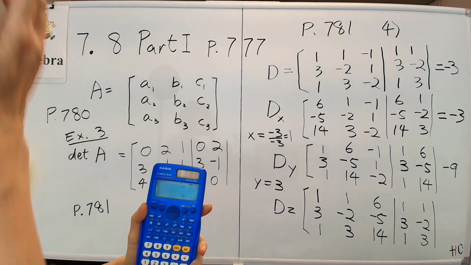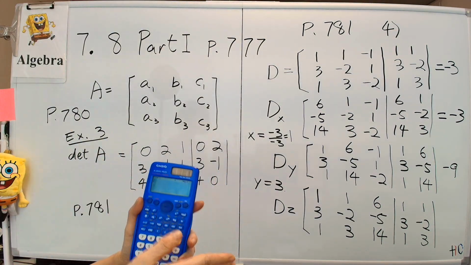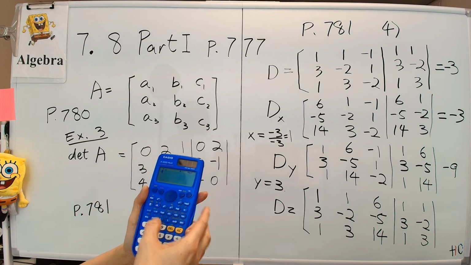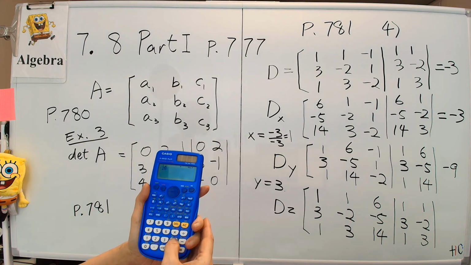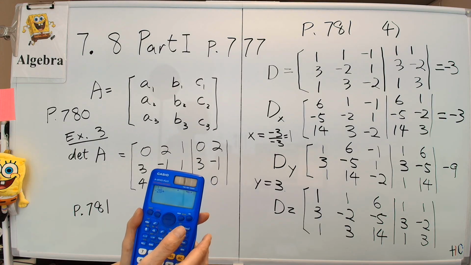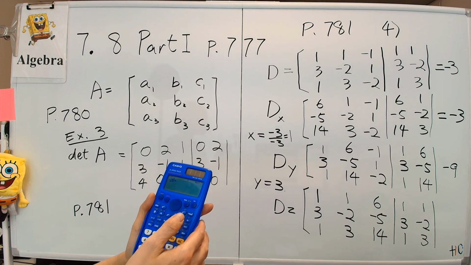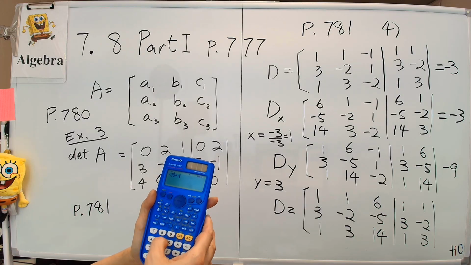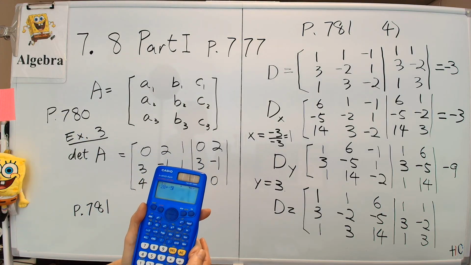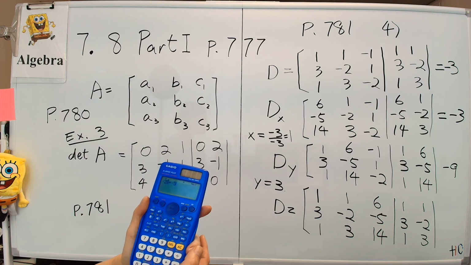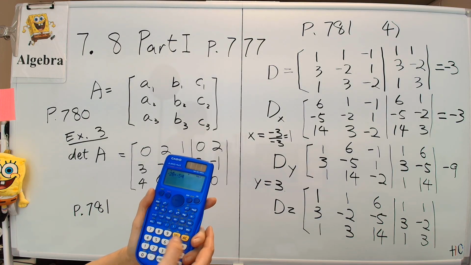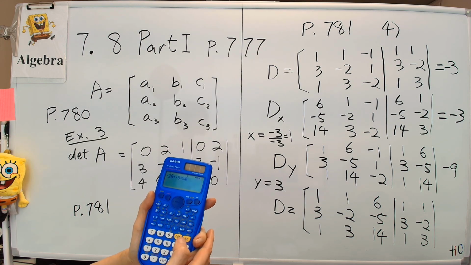Okay, so going down, 1 times minus 2 times 14. That's negative 28. Plus, next row, 1 times minus 5 times 1. That is just minus 5, right? So negative 5. Don't forget to push in the negative sign. And last one, 6 times 3 times 3, plus. That's 9 times 6, which is 54. Okay, so far so good.